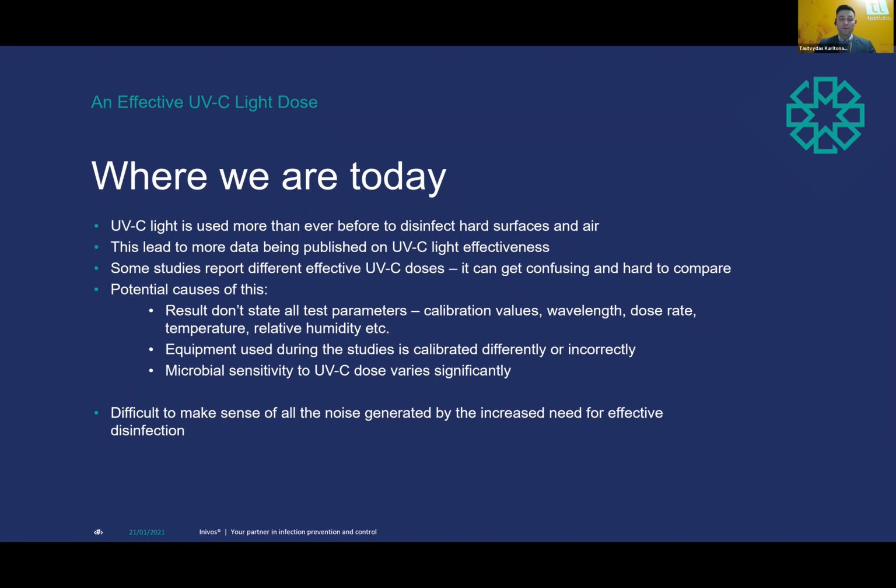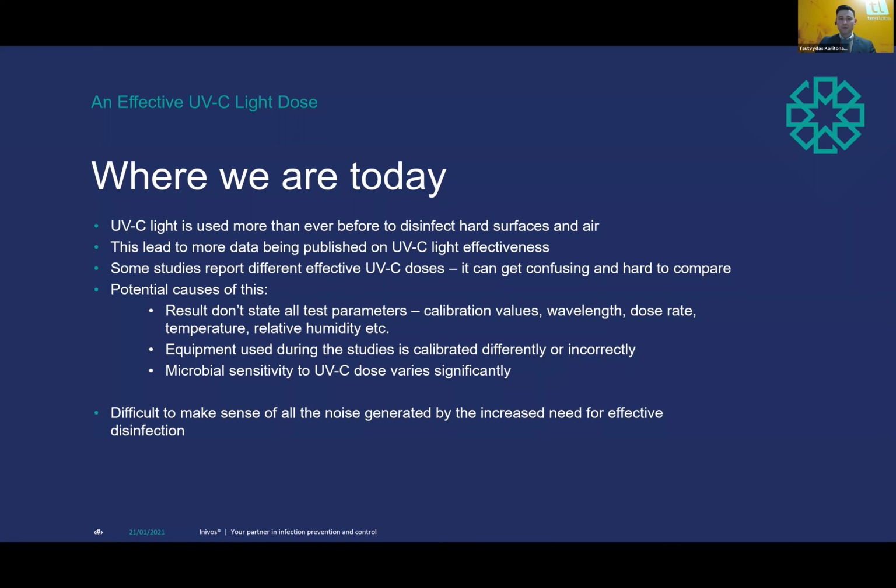What we're finding from the feedback is that some studies are starting to report different effective UVC light doses on the same group of organisms. It can get really confusing and really hard to compare different technologies and see which one is right, and how you make sense out of it. Looking at all of the different studies and methods being applied to do the tests, one potential cause could be that these results don't state all the parameters. It's difficult to say without knowing all the calibration values. In fact, we don't know whether the equipment being used is calibrated correctly, or maybe different studies used different calibration methods and therefore got different results.